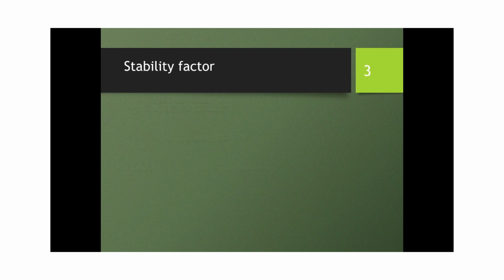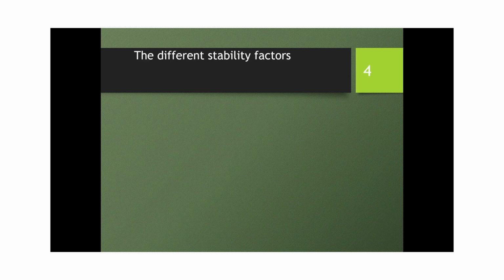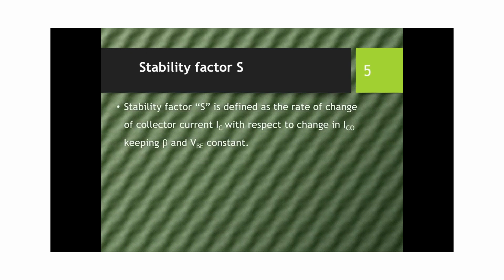Now move on to stability factor. The degree of stability of IC against variations in ICO, the reverse saturation current, VBE, the base emitter voltage, and beta is expressed in terms of stability factors. The different stability factors are S, the second one is S prime, which we can also call SV, and the third one is S beta or S double prime. Now, move on to stability factor S.